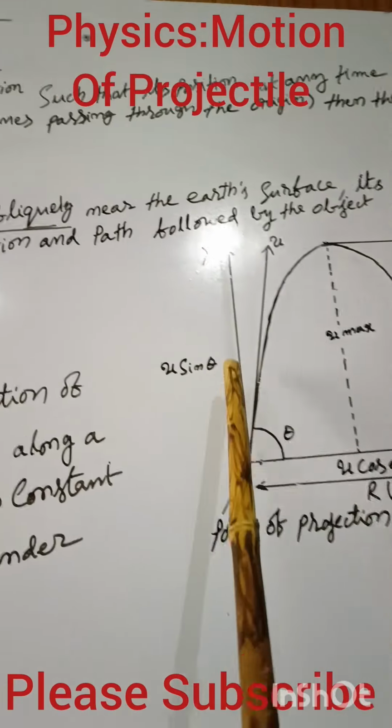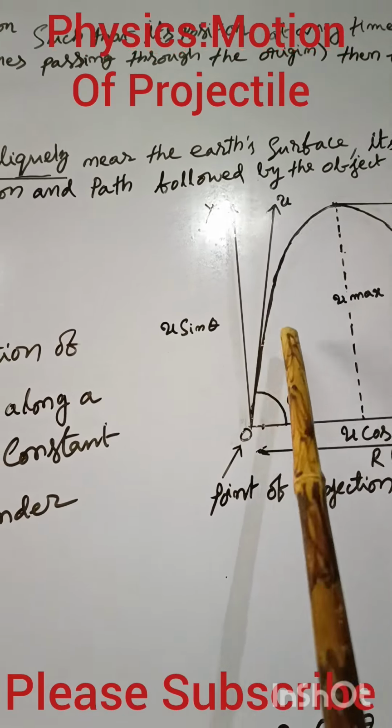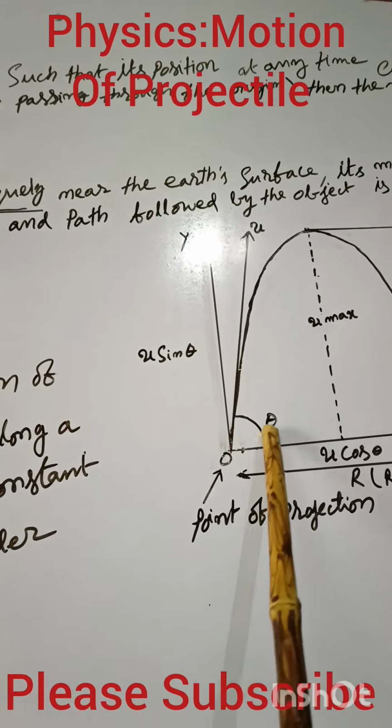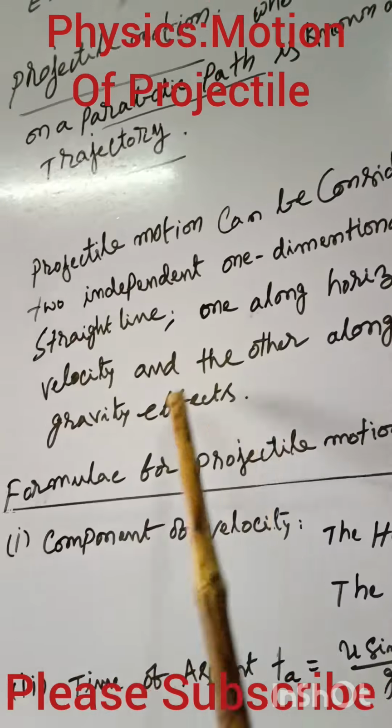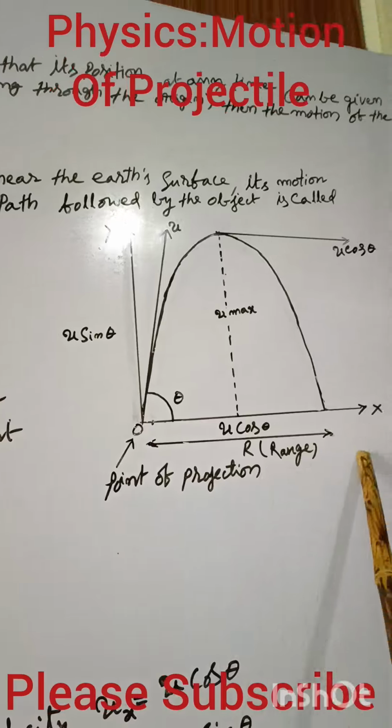The horizontal part is u cos theta and the vertical part is u sin theta. It is projected obliquely at an angle theta, and this is called the angle of projection. Then these two motions will always be affected by gravity.